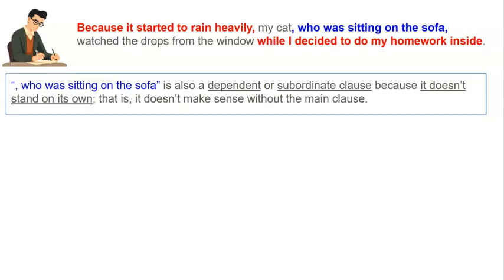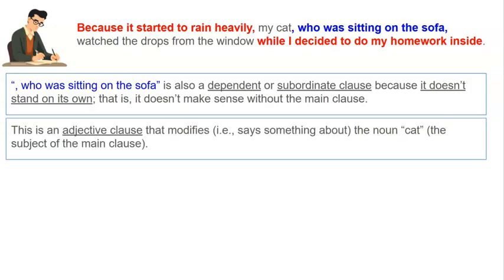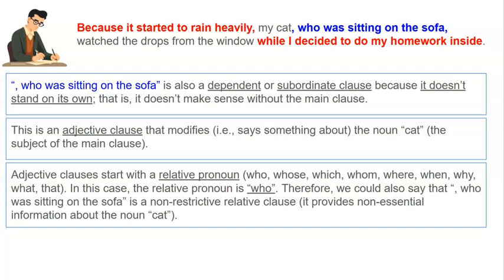Who was sitting on the sofa is also a dependent or subordinate clause because it doesn't stand on its own. That is, it doesn't make sense without the main clause. This is an adjective clause that modifies the noun cat, the subject of the main clause. Adjective clauses start with a relative pronoun. So among those we have who, whose, which, whom, where, when, why, what, that. In this case, the relative pronoun is who.